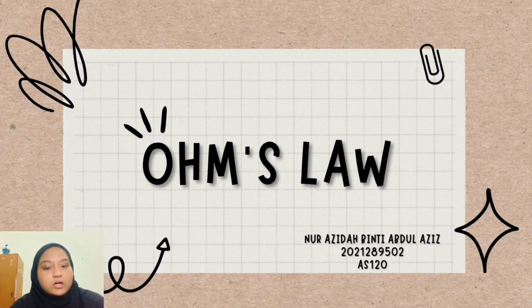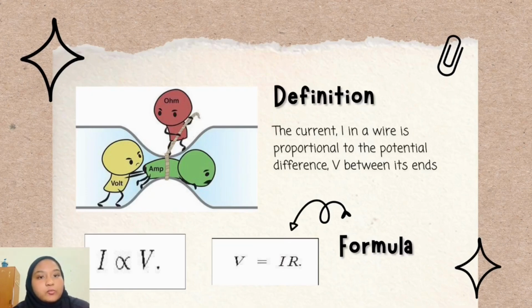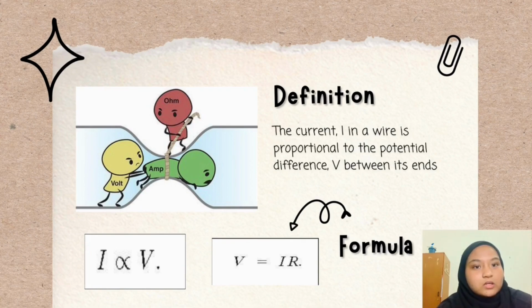For my part, I will present about Ohm's law, resistor and resistance. The definition of Ohm's law is the current I in a wire is proportional to the potential difference V between its end. The formula that we use in this topic is V equals IR.